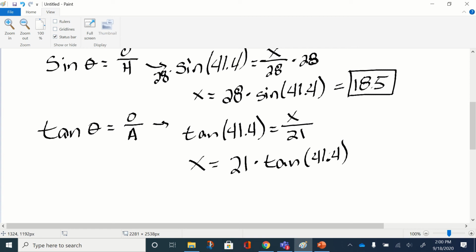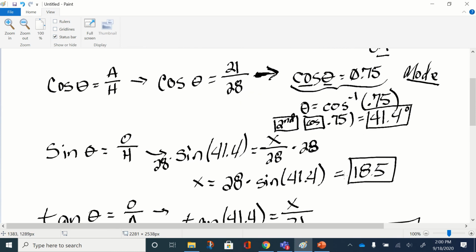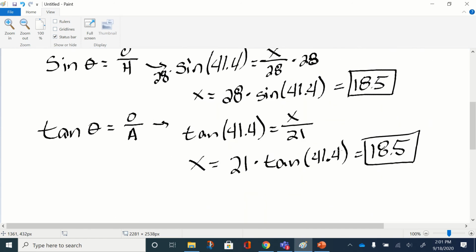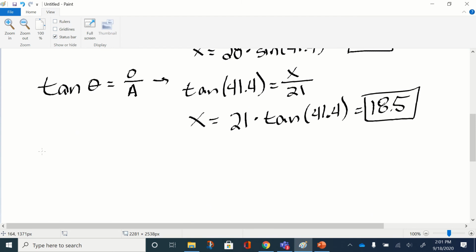So 21 multiplied by the tangent of 41.4, close my parentheses, and I still get 18.5. All right, that's cool. The trig checks out. I keep getting 18.5 every time I do this. Let's double check good old Pythagorean theorem, just to make sure that you can still use this. Pythagorean theorem is a squared plus b squared is equal to c squared.